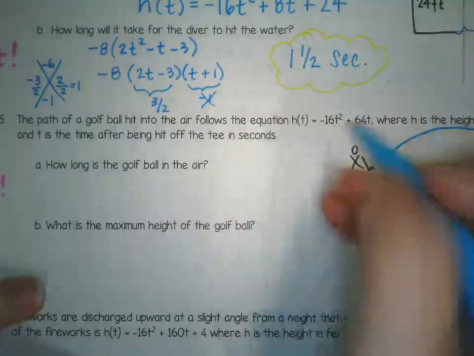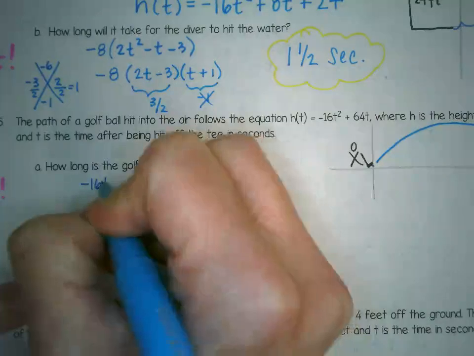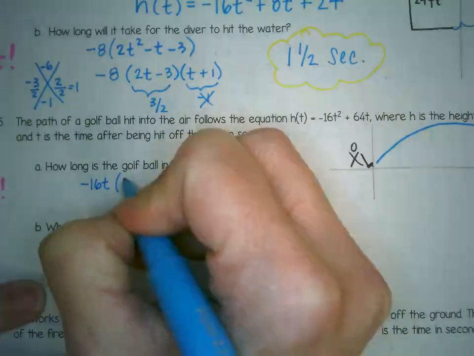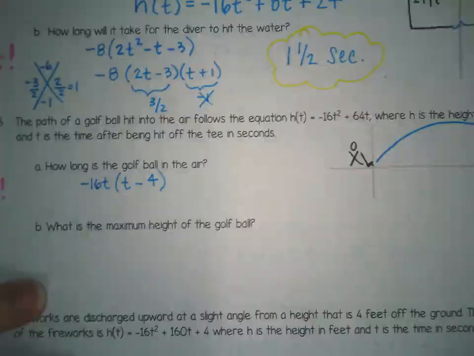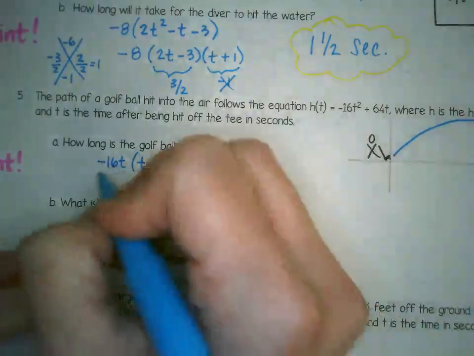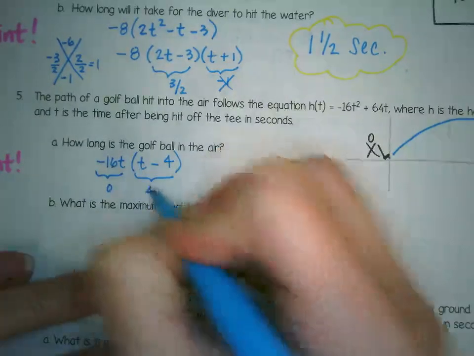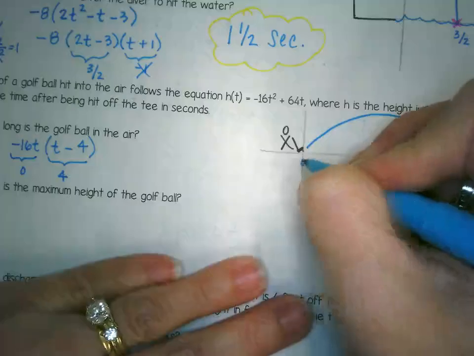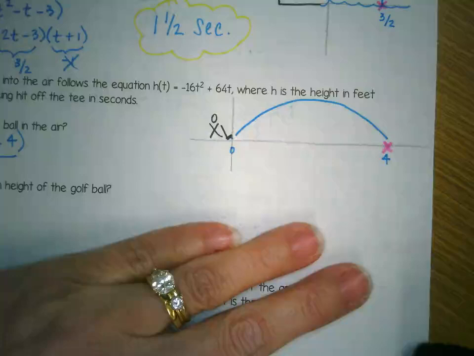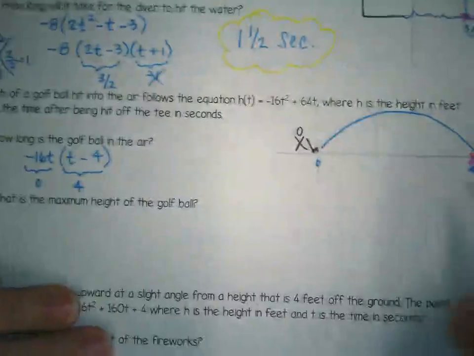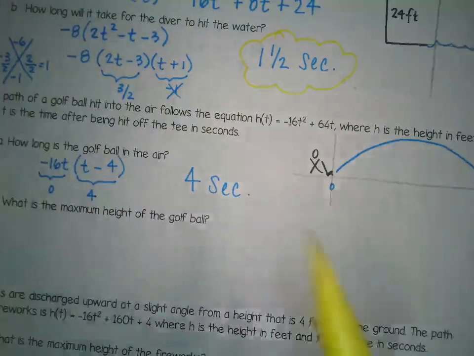So I'm going to take out a -16t, which is going to leave me t minus 4, if I did that right. So this x-intercept is 0. This x-intercept is 4. So I know that I hit the golf ball at 0 seconds, and it hit the ground 4 seconds later. So the golf ball was in the air for 4 seconds.